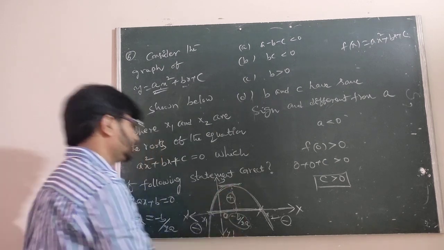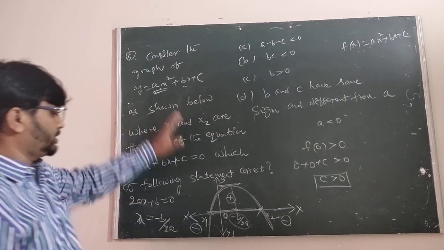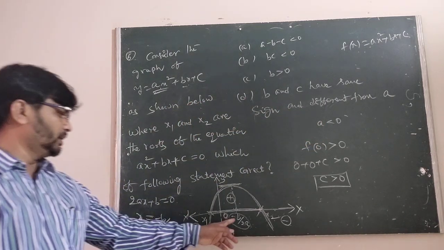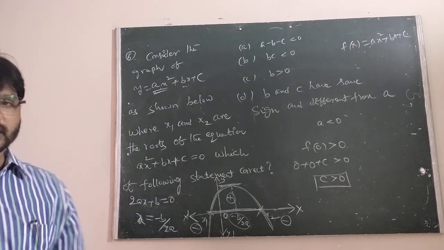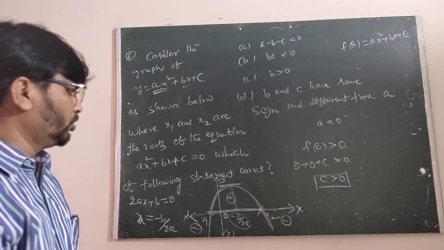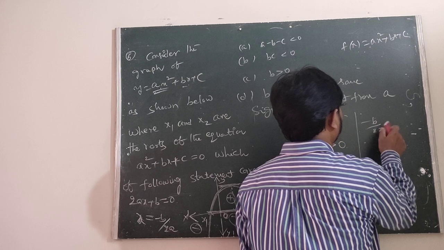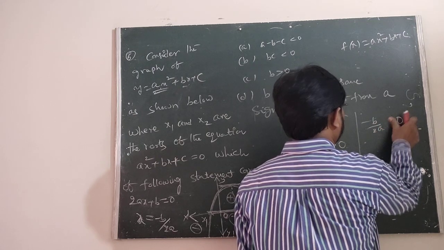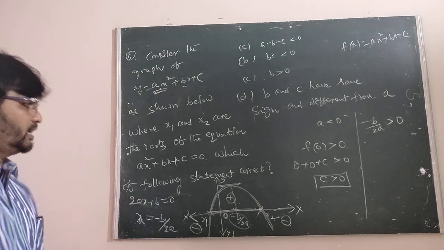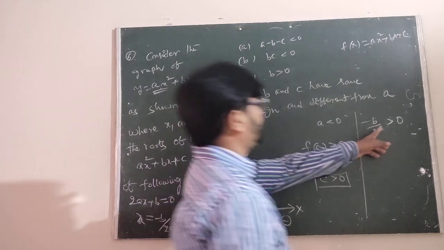This is maximum when a is less than 0. The quadratic expression is maximum at minus b by 2a. The minus b by 2a must be greater than 0. Therefore, minus b by 2a must be greater than 0. When minus b by 2a is greater than 0, now we observe here a must be negative.